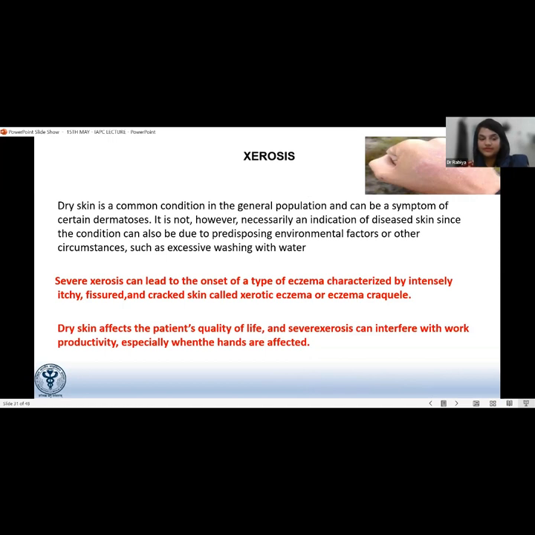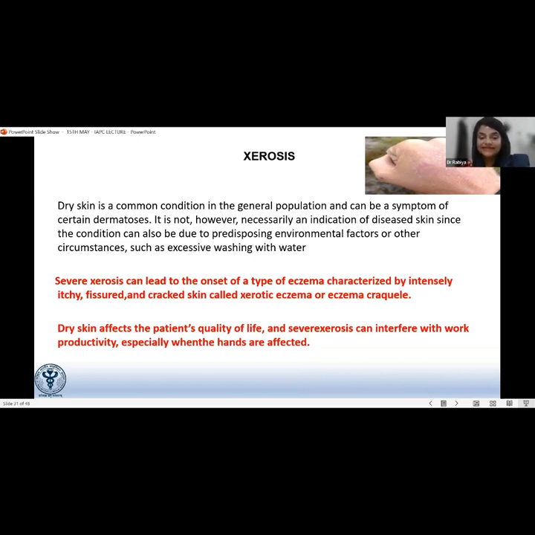Now, that was about stasis dermatitis, which has been explained. Now, looking into xerosis, which is dry skin, a very common condition even in the general population, and can be a symptom of certain dermatoses. It is not necessarily an indication of diseased skin, since the condition can be due to predisposing environmental factors or other circumstances like excessive washing of your hands.